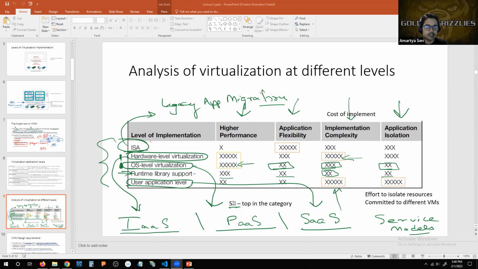wherein we came to the conclusion that if we are looking at software as a service, then it's mostly going to be using the user application level of virtualization. Similarly, for platform as a service, we had OS level integrated with runtime library support. And then hardware virtualization levels primarily support infrastructure as a service, in addition to all the other available abstraction layers, right?